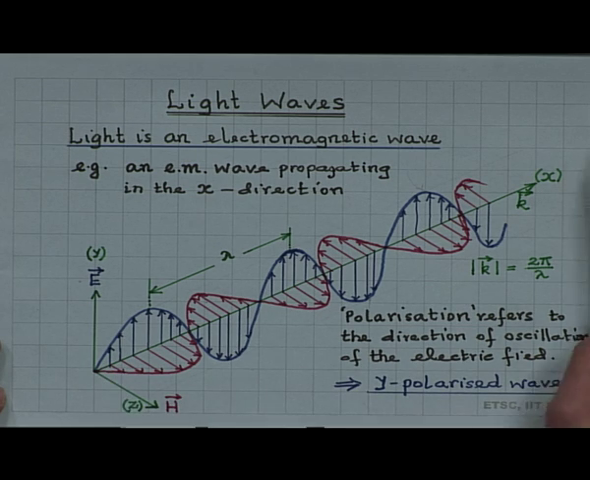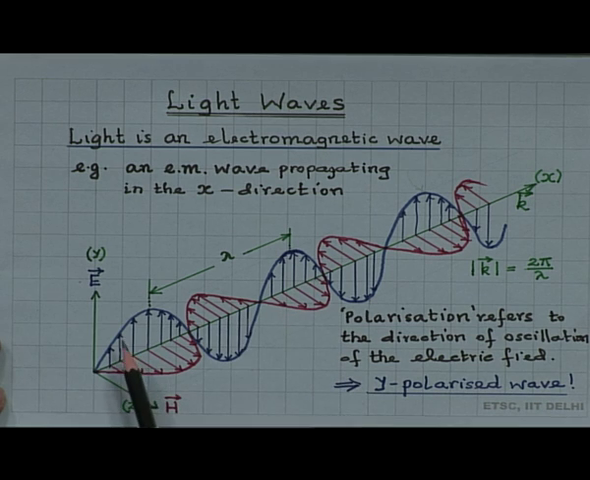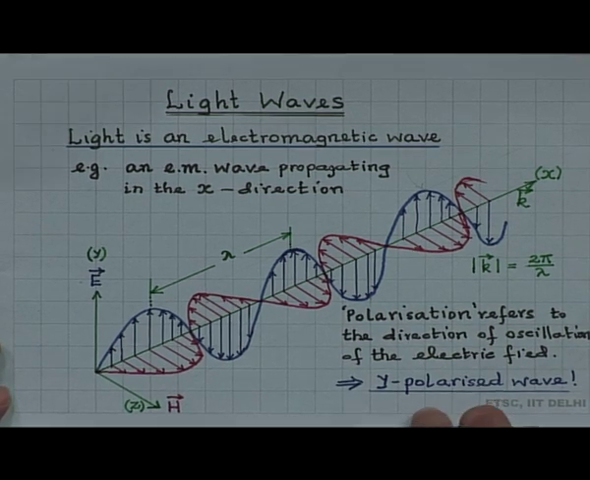Therefore, in this particular diagram, we now forget about the red colored variations, the magnetic field. If we look at only the electric field variation, we can see that the electric field is varying in the y direction only. It is confined to the xy plane, and therefore, this is a y polarized wave.